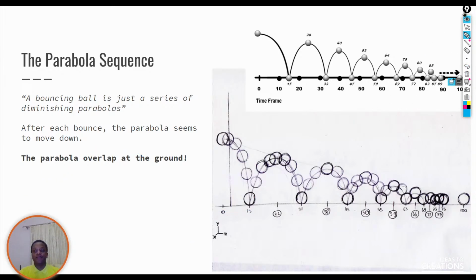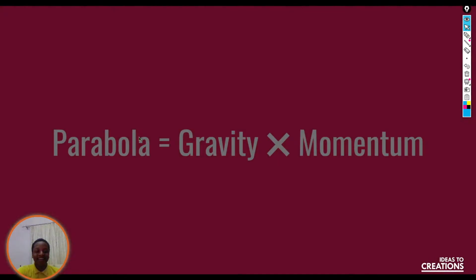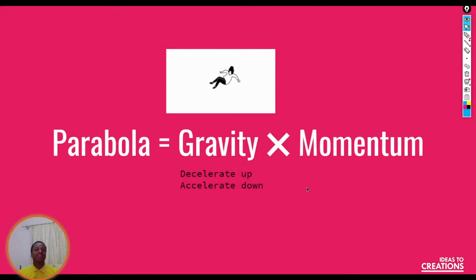Remember that, guys. That's important. It's in the exam. So we can say a parabola is basically gravity times momentum, and that means that gravity is as the ball goes up, it slows down, and then as it comes down, it speeds up as it goes down. So it decelerates as it goes up, it accelerates as it goes down, or vice versa.